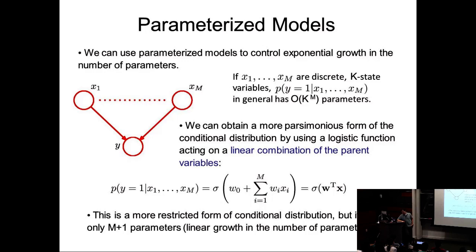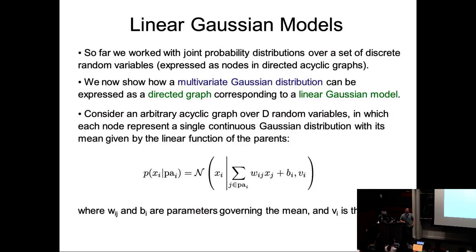So this is a restricted form of the conditional probabilities, but it requires only m plus 1 parameters and it's linear. Let's look at the linear Gaussian models. These are actually heavily used in practice. And once we start looking at variational autoencoders, we're going to be making use of these kinds of models. So far we've looked at discrete random variables. Let's look at multivariate Gaussian distributions and see that the multivariate Gaussian distribution can be expressed as a directed graph corresponding to the linear Gaussian model. So let's look at it.